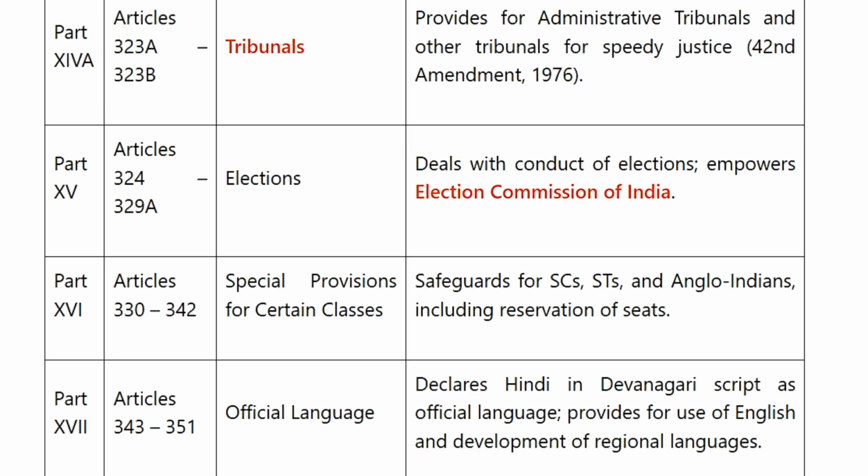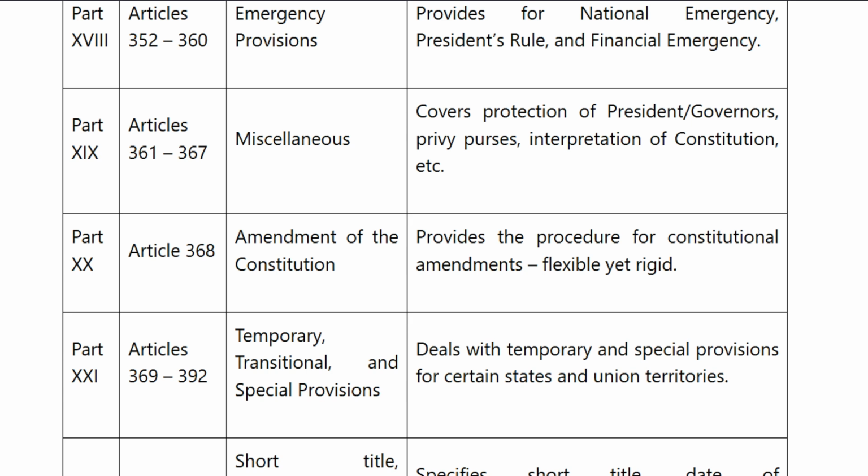Part 17, Articles 343 to 351. Official language. Declares Hindi in Devanagari script as official language, provides for use of English and development of regional languages. Part 18, Articles 352 to 360. Emergency provisions. Provides for national emergency, President's rule, and financial emergency.